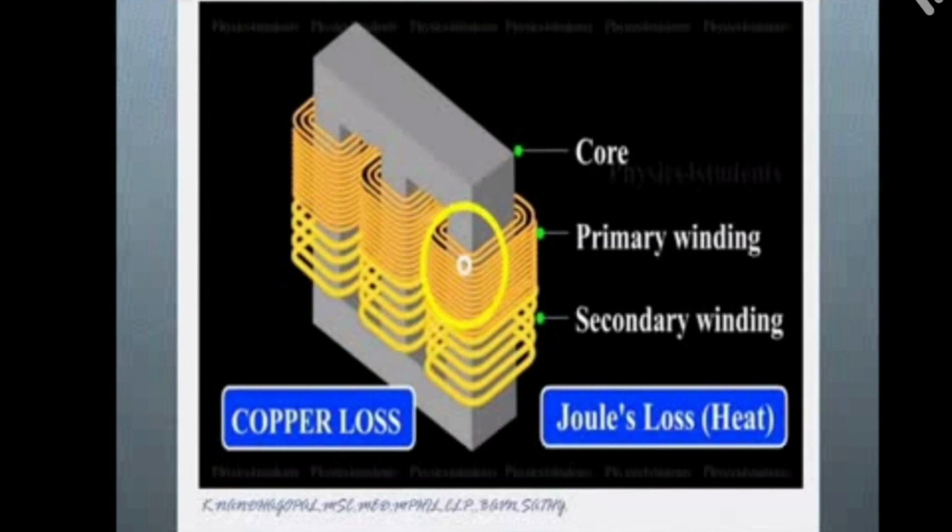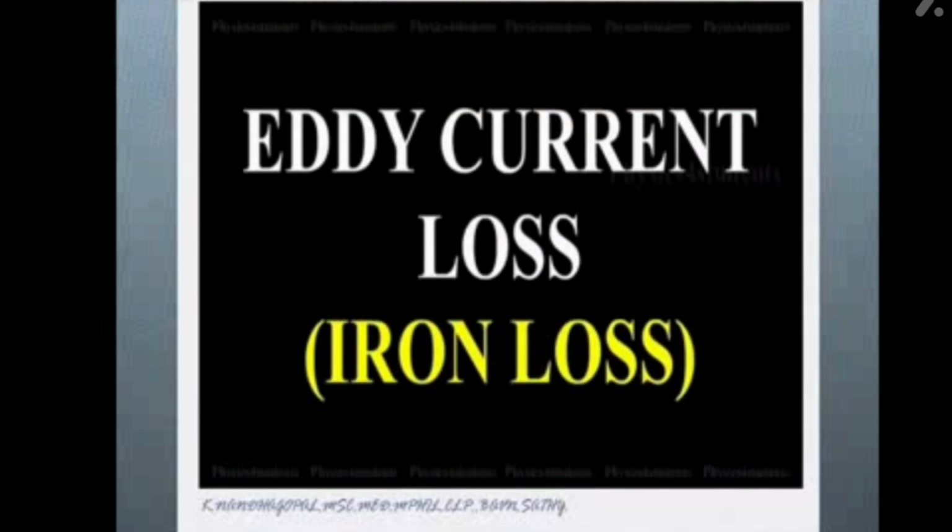The next one is the copper loss. We are using copper in the primary and secondary coils. According to Joule's law, H is equal to I square RT. So it loses electrical energy in the form of heat energy due to the resistance of the copper wire. To reduce that, we can use a thicker wire.